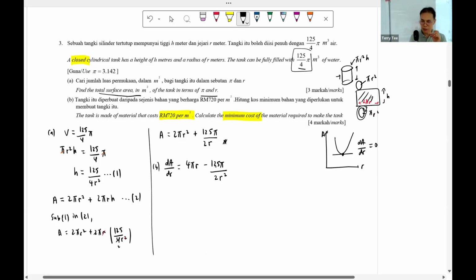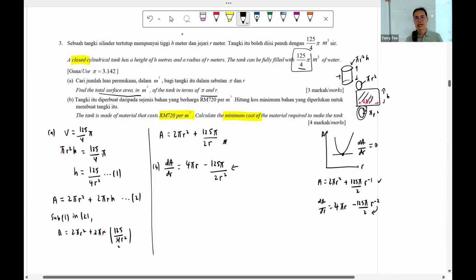Now, guys, the way I differentiate is a bit faster. I know some of you in school have been using the slow way. If you want to do the slow way, go ahead. The slow way will be you take this 125 pi over 2 r, put power negative 1. When you differentiate dA/dr, you bring the power 2 in front, 4 pi r. The negative you bring in front, 125 pi over 2 r to the power negative 2. Then the negative 2, you bring it back down, you get this answer. Can you see that now? If you're not comfortable with this, you want to use the slow way, go ahead, please.